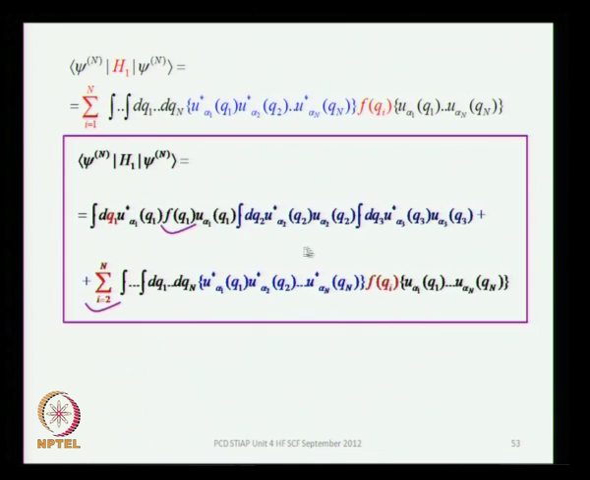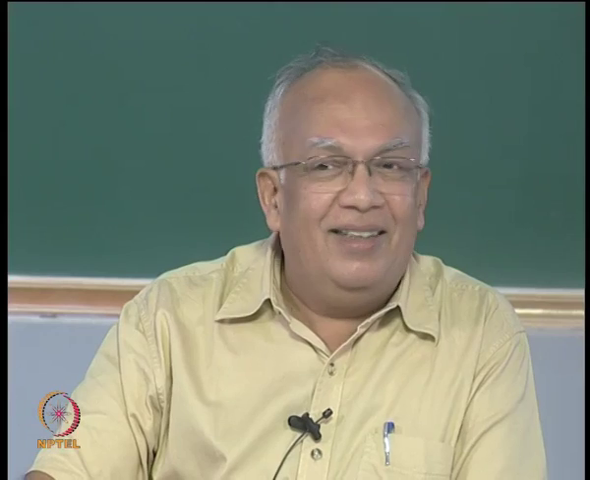What does the integration over q2 give you? dq2 u alpha star alpha 2 star 1 q2 u alpha 1 q2. This is the normalization integral. So you will have this integral multiplied by 1 into 1 into 1 into 1 into 1. We know how to do that, right. So what does it give you?